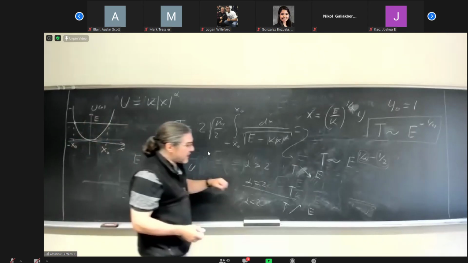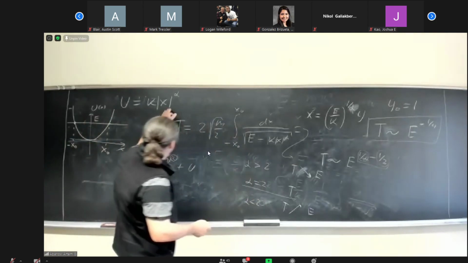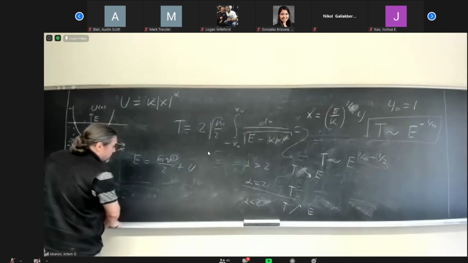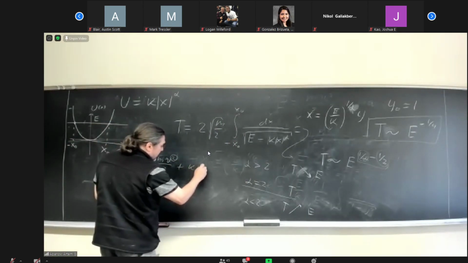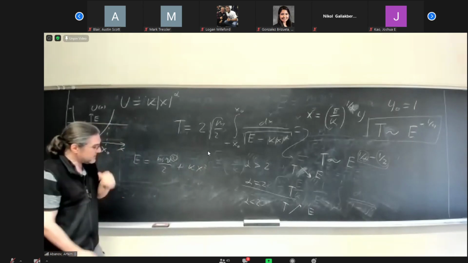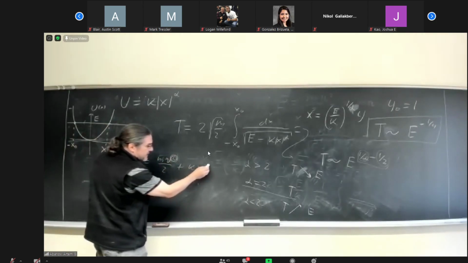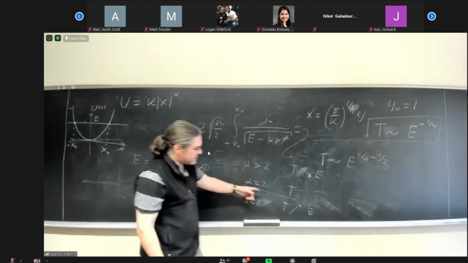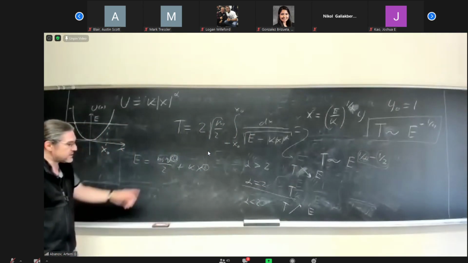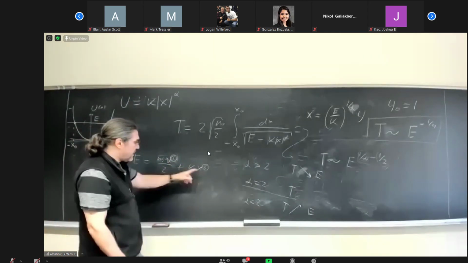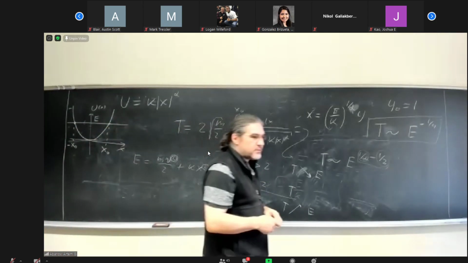And then what you see is that if alpha equals 2 in potential energy, then what you have here is kx squared, right? So we see that when this equals this, then the period does not depend on energy, and that's the origin of it, because when both of them have the same power, you have additional symmetry in the problem.